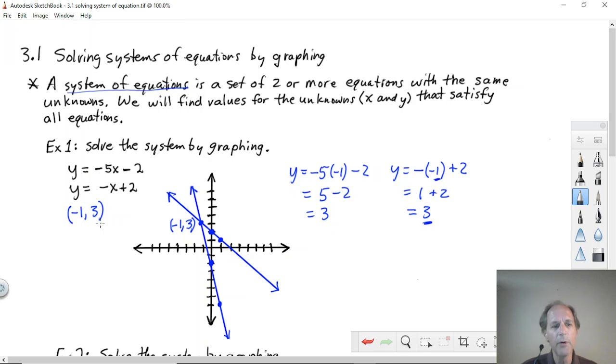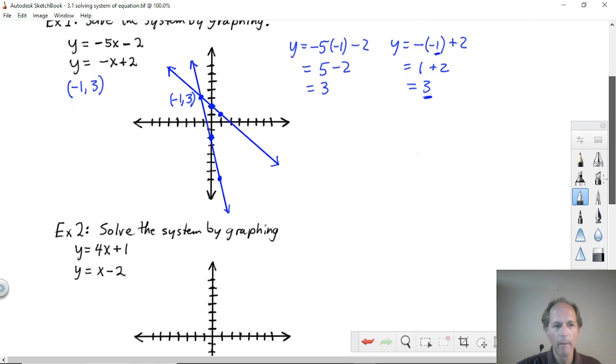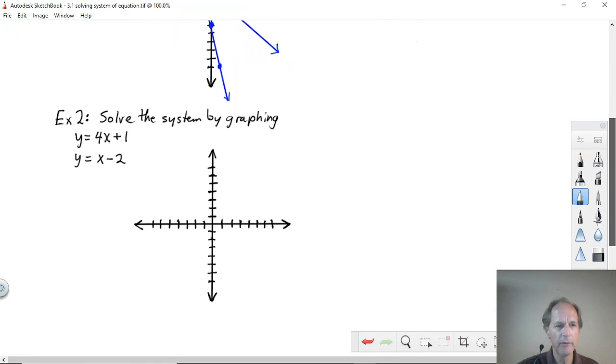So that's the ordered pair, the x and y value that makes both equations true. We just verified that by plugging those numbers in. And sure enough, they worked. Okay, so let's do one more. Solve the system by graphing.